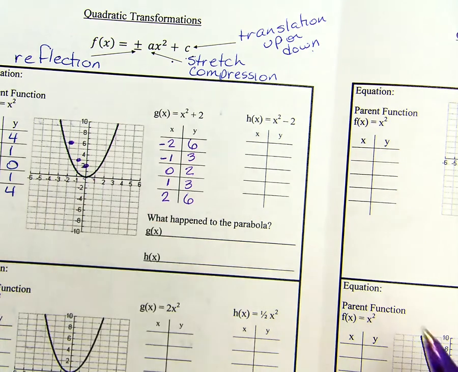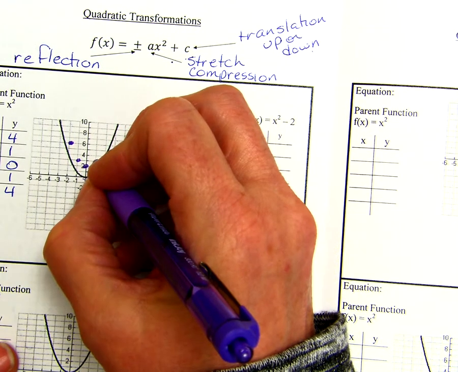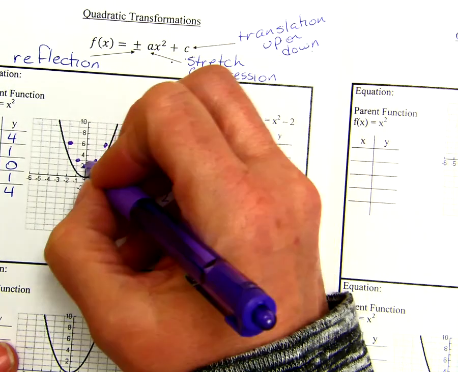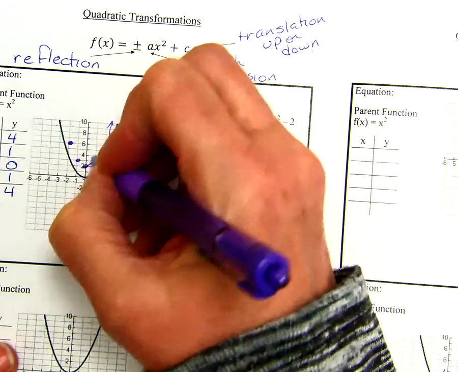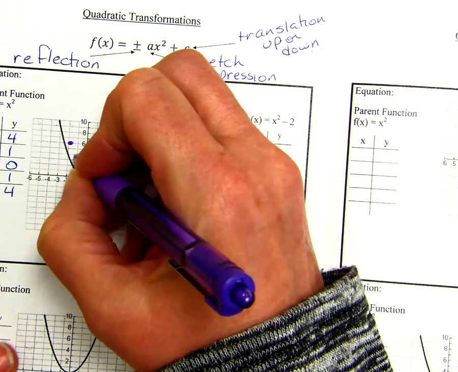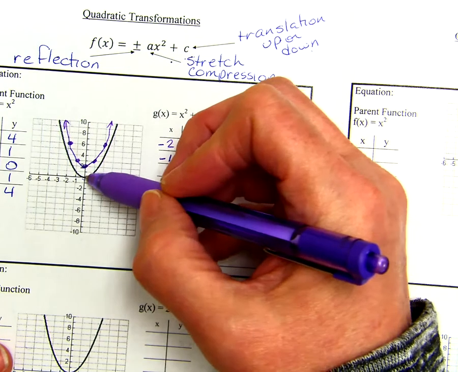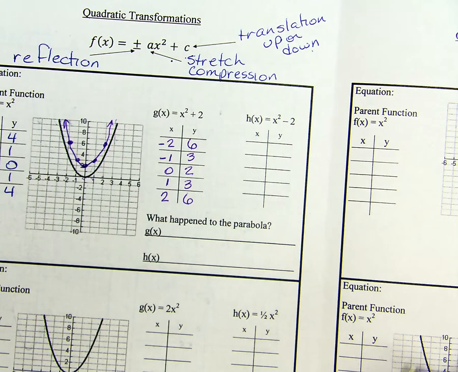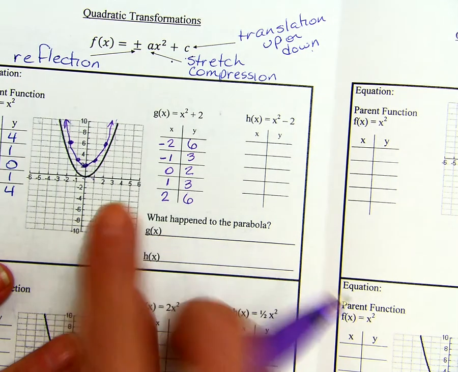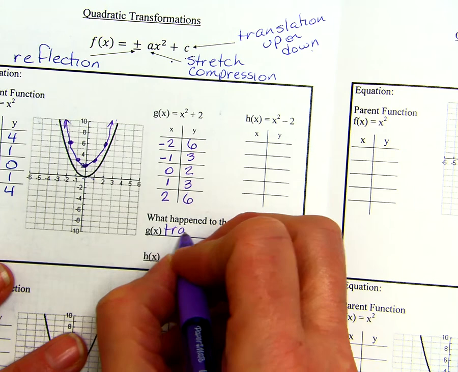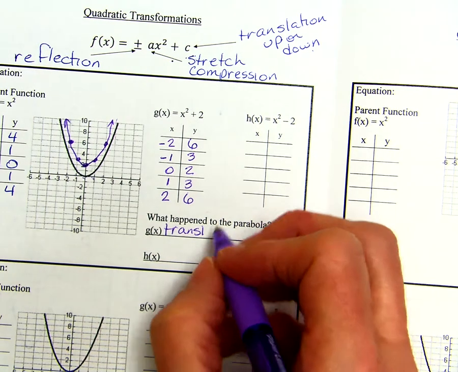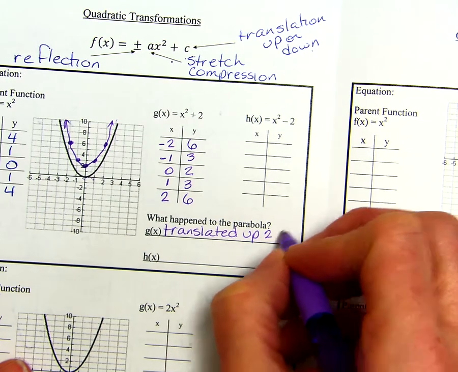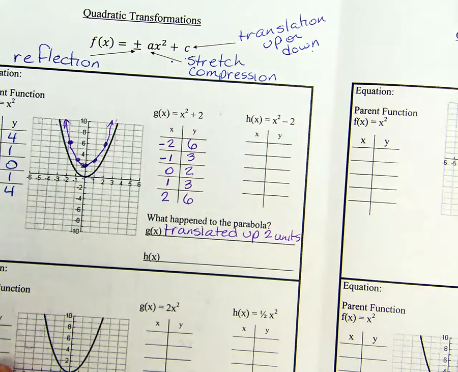1 goes up to 3. And then 2 again goes up to 6. So what has happened here is, if I can draw this a little bit better, all we've taken is we've taken the parent function and moved that whole thing up 2 units. So what happened to the parabola for g of x? It was translated, and by it I mean the parent function, was translated up 2 units.